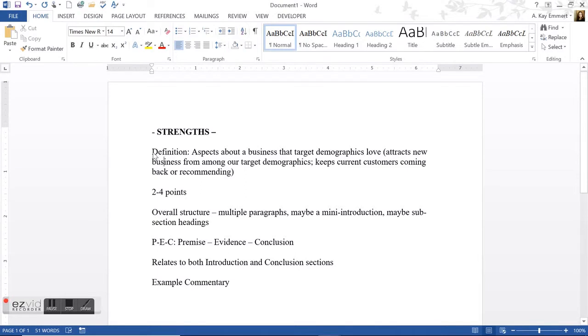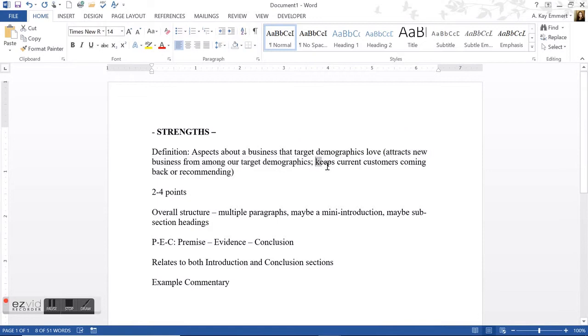First, the definition. Basically, the way that you can think of strengths, like what counts as a strength? Is it an aspect of the business that the business has control over, so it's internal to the business, that targets the demographics that their target demographics love? So this would be anything that attracts new customers or consumers or clients from among the target demographics.